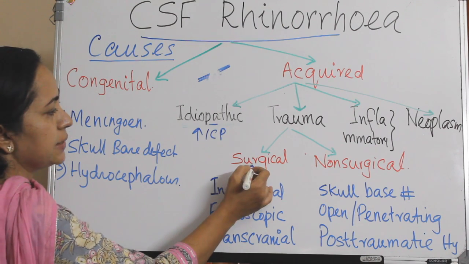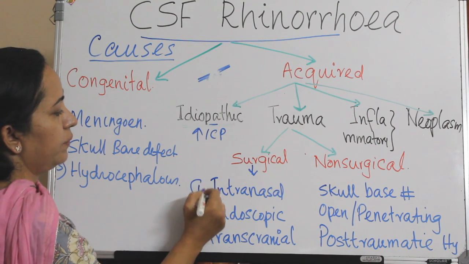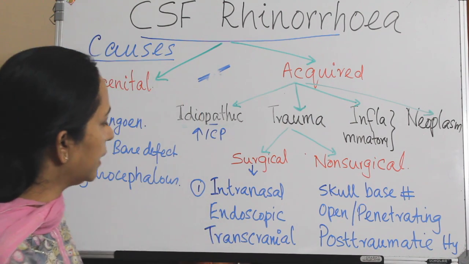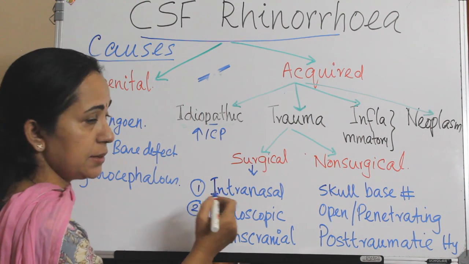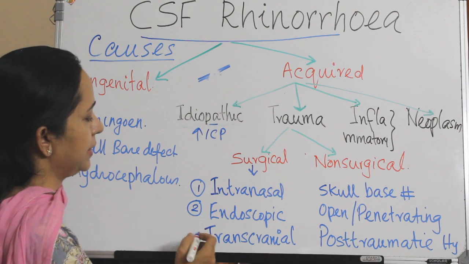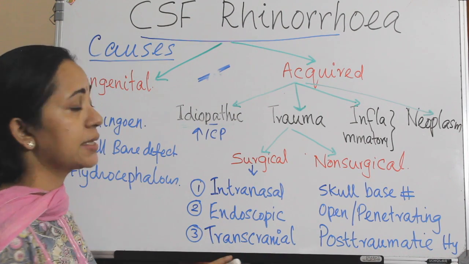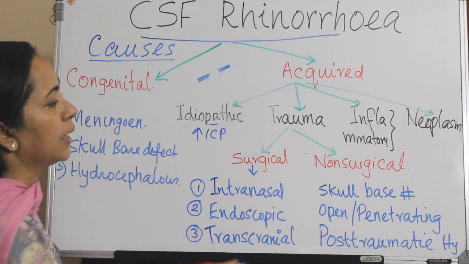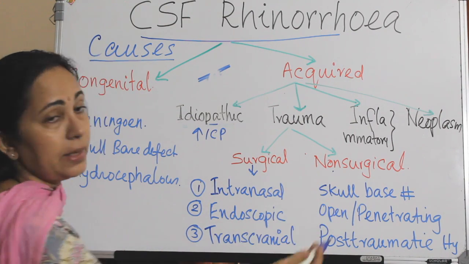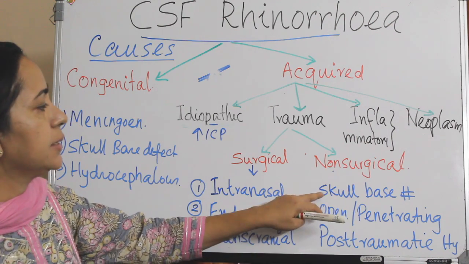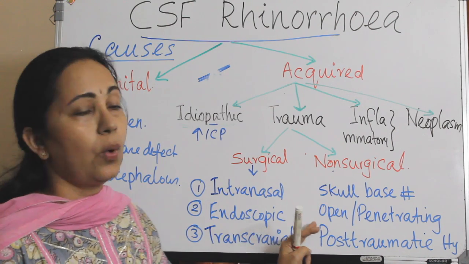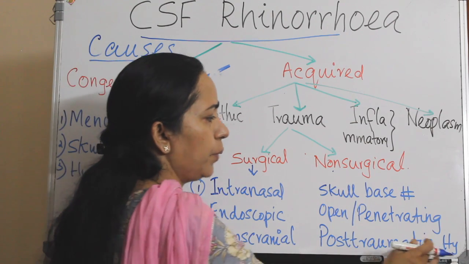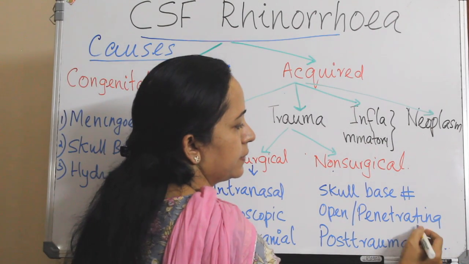Okay, and in surgical causes, the most common one is an intranasal polypectomy or headlight polypectomy. Then it can also happen with endoscopic surgeries, including endoscopic sinus surgery, or transcranial surgeries to the middle or the posterior cranial fossa. And in non-surgical causes, mainly head injuries, that is skull base fractures, open or penetrating injuries to the skull base, or post-traumatic hydrocephalus.